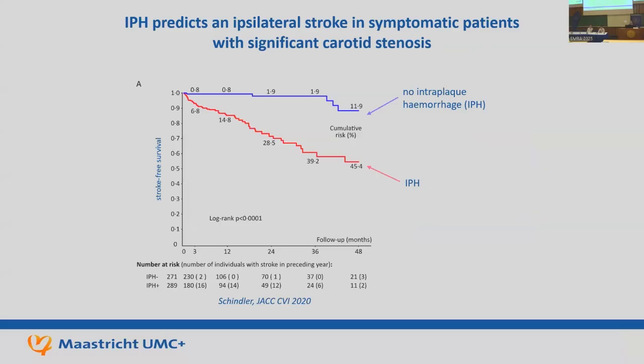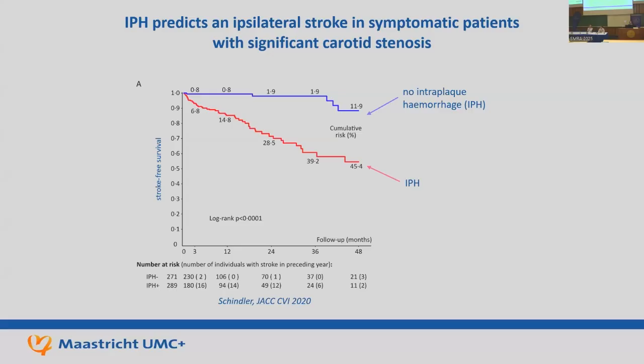Intraplaque hemorrhage is at the moment the most established imaging marker on MRI for stroke risk. A few years ago, in a large individual patient-based meta-analysis, Andreas Schindler and collaborators showed that intraplaque hemorrhage is a very strong predictor for ipsilateral stroke. It is stronger than any of the known clinical risk factors, including the degree of stenosis.